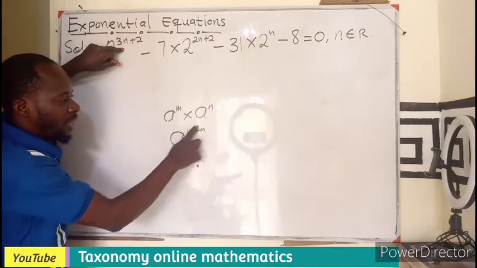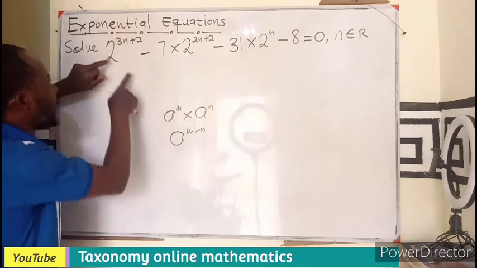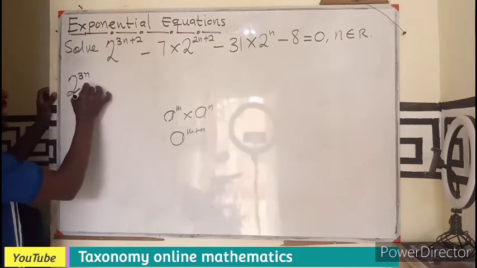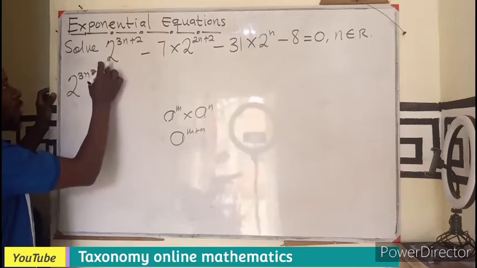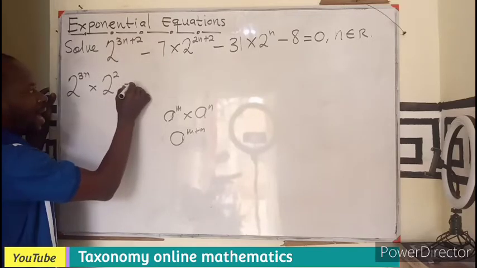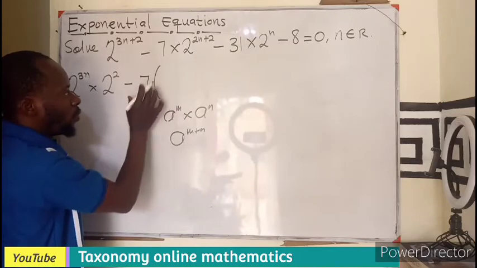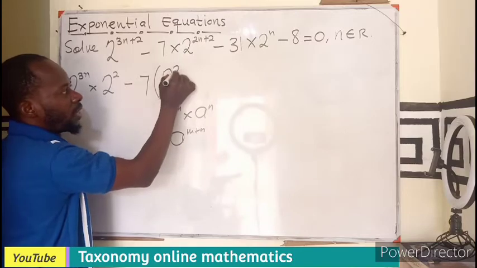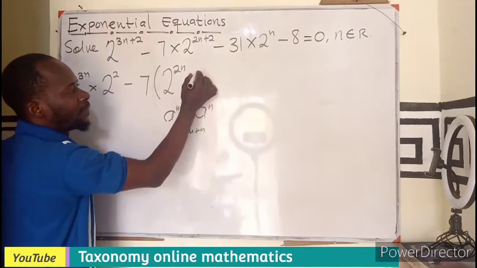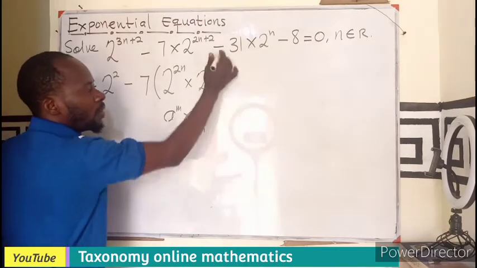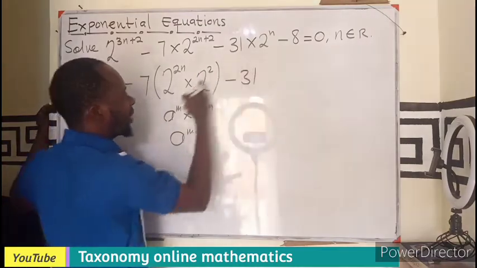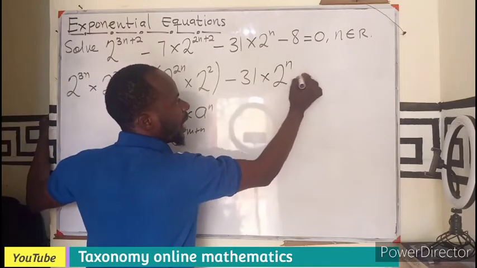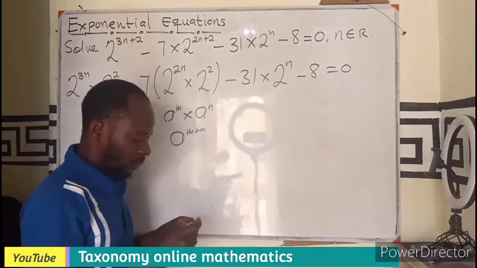So this can be converted back to 2^(3n) as 2^n times 2^(2n). Then minus 7 will also be a coefficient to this, which will also mean 2^(2n) times 2^2. Minus 31, since I'm putting this in brackets, so I can also say times 2^n, equals 0.